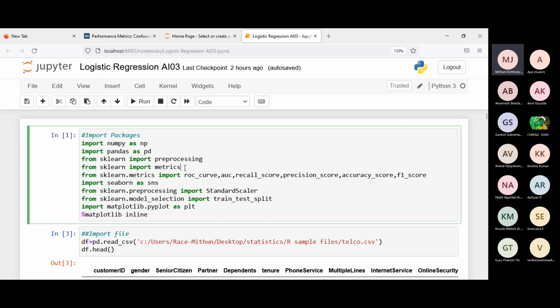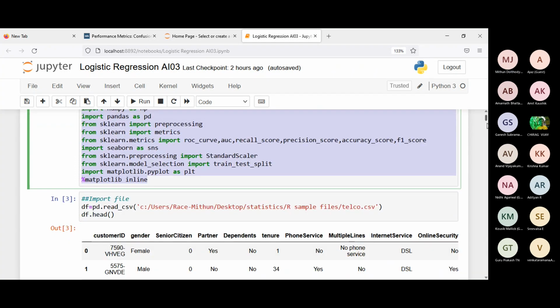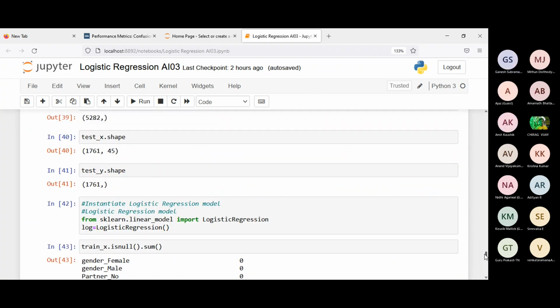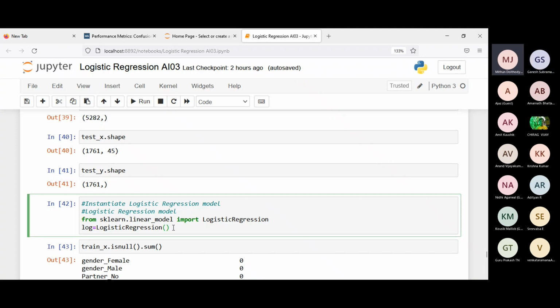Import preprocessing, import metrics. Just copy paste this and execute it. Ideally, this should not make any difference. This we have done in the beginning itself, no, sir? Yes, but Guru was having a problem because he ran into a few issues in line number 42. So we are just examining the issue that he's facing.